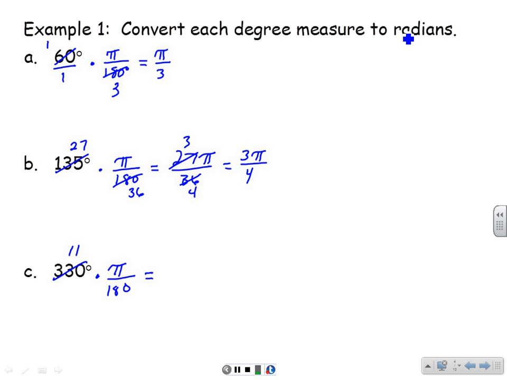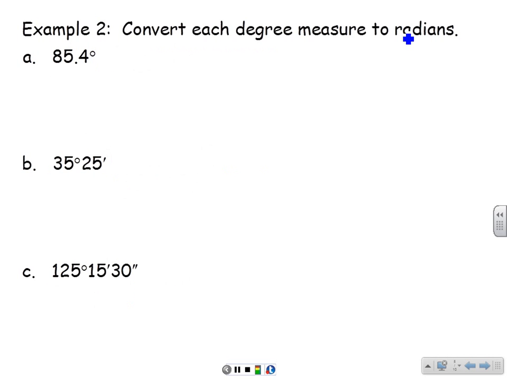And let's do 180 divided by 30, and that's going to be 6. So this is going to be 11 pi over 6. And that's how you convert from degrees to radians. Okay, so let's look at these.